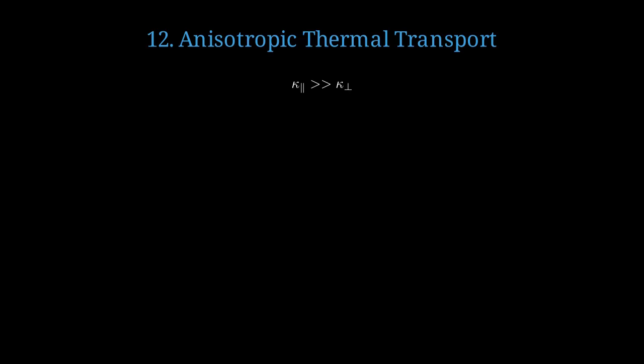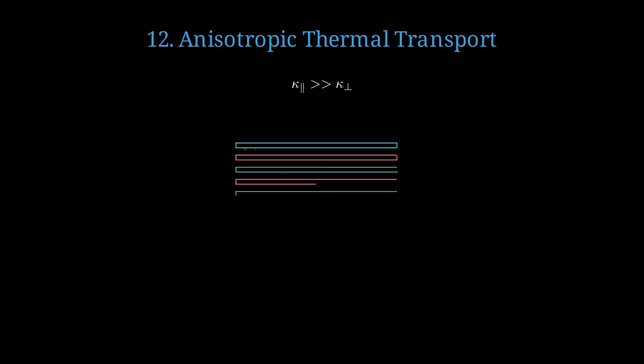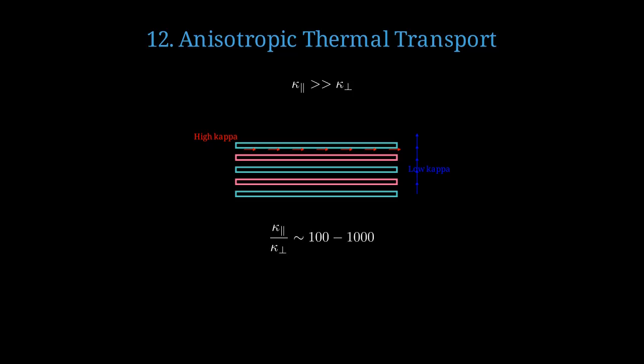In layered materials, in-plane conductivity kappa parallel can be orders of magnitude larger than cross-plane kappa perpendicular. Layered structures show high in-plane thermal conductivity along the layers, but very low cross-plane conductivity. The anisotropy ratio kappa parallel over kappa perpendicular can reach 100 to 1000 in graphite and similar materials.